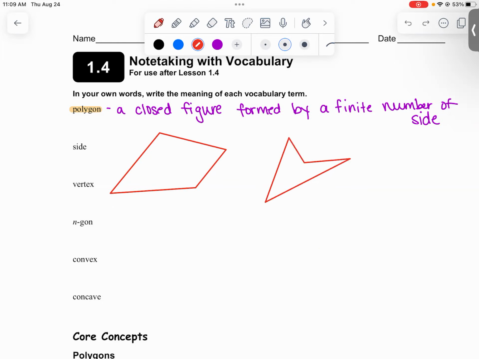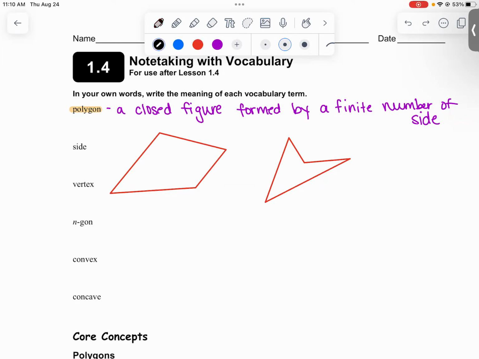Okay, here are two examples of polygons. Now you might not have thought of something like this when you are picturing a polygon, but technically this is a closed figure, right? All the sides have endpoints that meet up, formed by a finite number of sides. Technically this is a polygon.